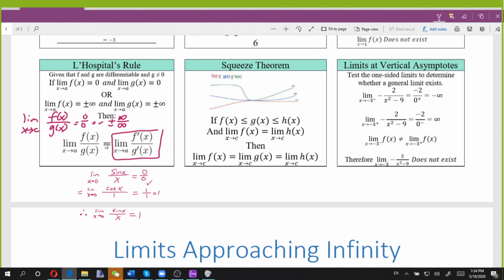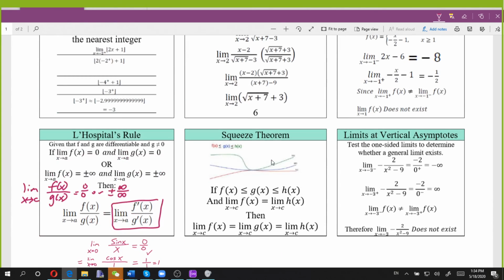Okay. You guys don't need to know squeeze theorem for your quiz. I don't think we covered that in quarter 1. I could be wrong, but I don't have any squeeze theorem problems in the final exam.